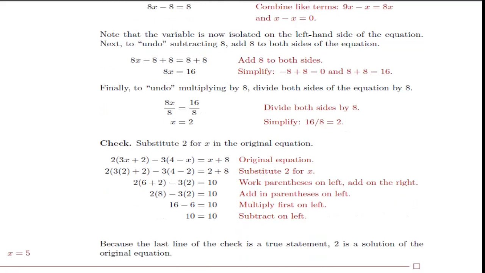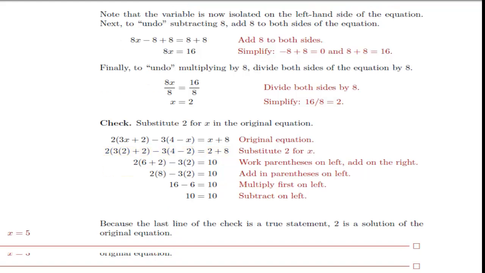We'll check 2 by substituting it for x in the original equation, which was 2 times the sum of 3x plus 2 minus 3 times the difference of 4 and x equals x plus 8. So letting x equal 2, we get 2 times the product of 3 and 2 plus 2, and negative 3 times the difference of 4 and 2 equals 2 plus 8. Simplifying within parentheses first, the product of 3 and 2 is 6, and 6 plus 2 on the left-hand side is 8, and 4 minus 2 is 2.